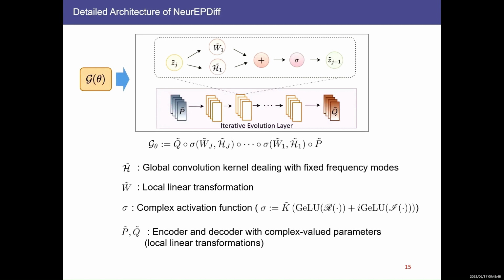What's more, we impose a smoothing operator K in our activation function, which is an inverse operator of the Laplacian operator mentioned above, to enhance the smoothness of the output signals. Actually, the design is inspired by the recent design of Fourier neural operator. The main difference is that our NeurEPDiff deals with band-limited complex-valued signals, while the previous work deals with four-dimensional real-valued signals.